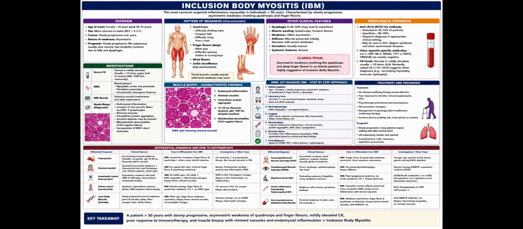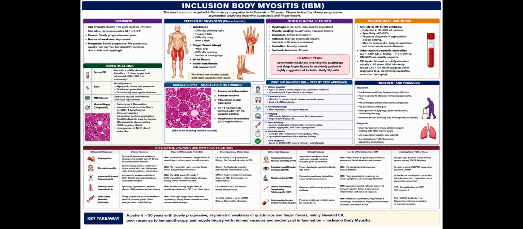Inclusion body myositis, IBM. Inclusion body myositis, IBM, is the most common acquired inflammatory myopathy in individuals older than 50 years. It is a slowly progressive muscle disease characterized by a combination of inflammatory and degenerative changes in skeletal muscle.